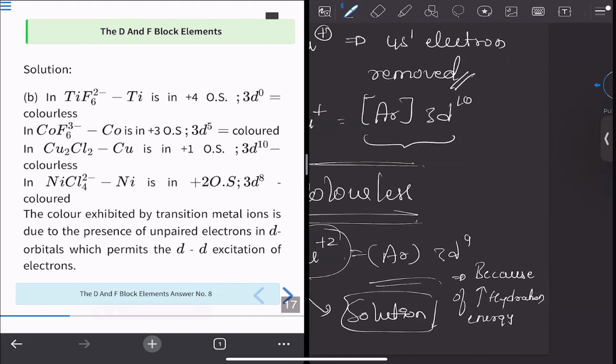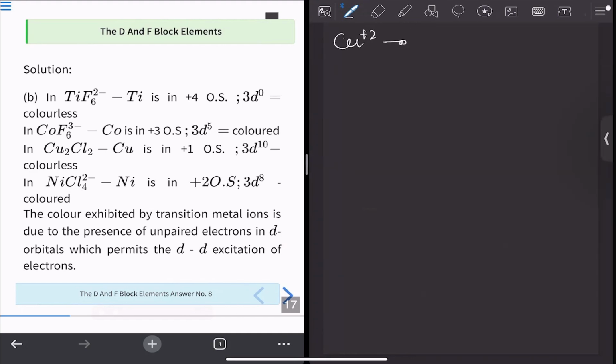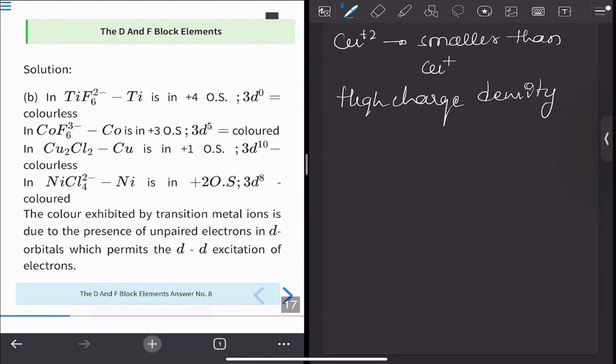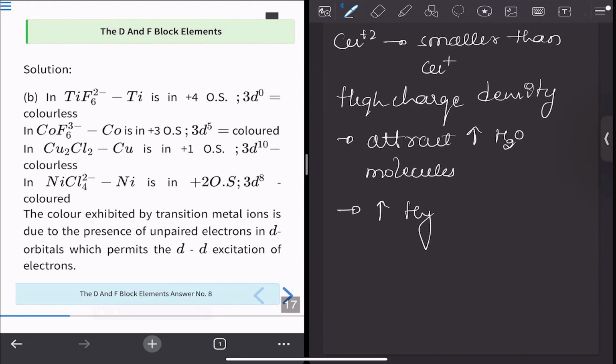Cu²⁺. The Cu²⁺ will be smaller than that of Cu⁺. So it will have high charge density. Because of this high charge density, it attracts more water molecules. As it attracts more water molecules, there will be high hydration, there will be formation of bonds. So hydration energy is more.